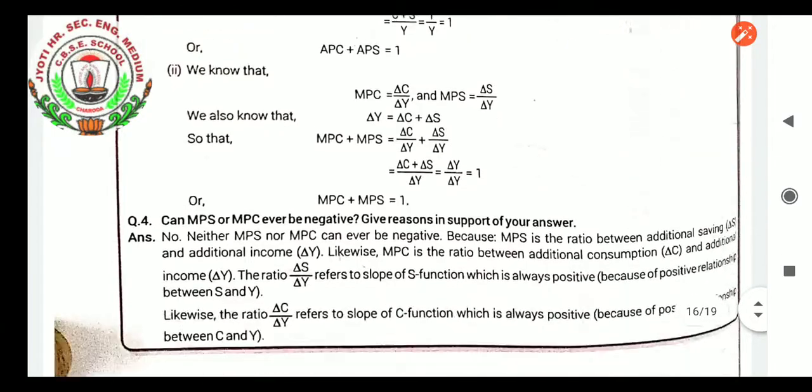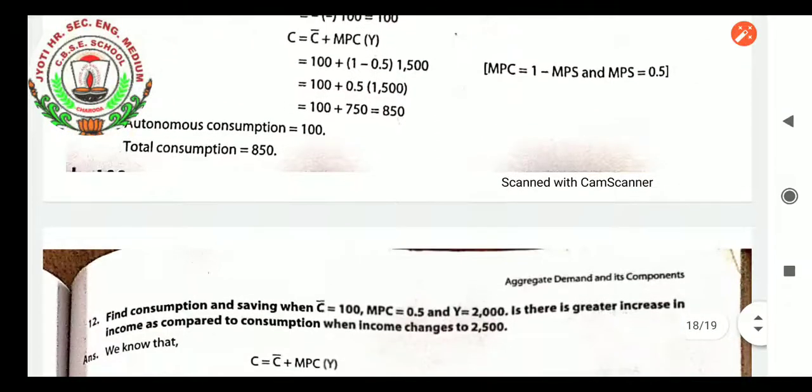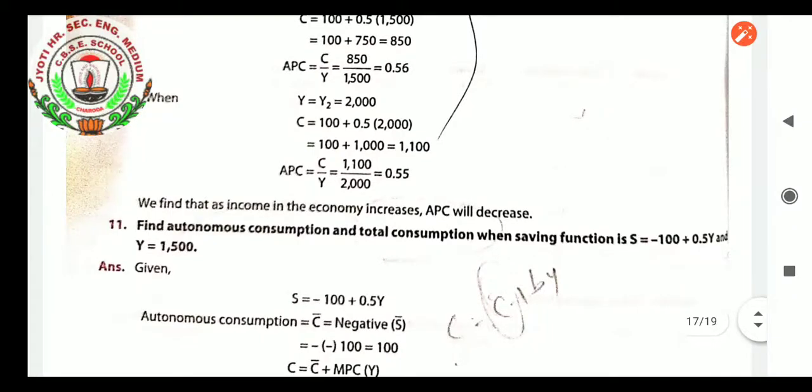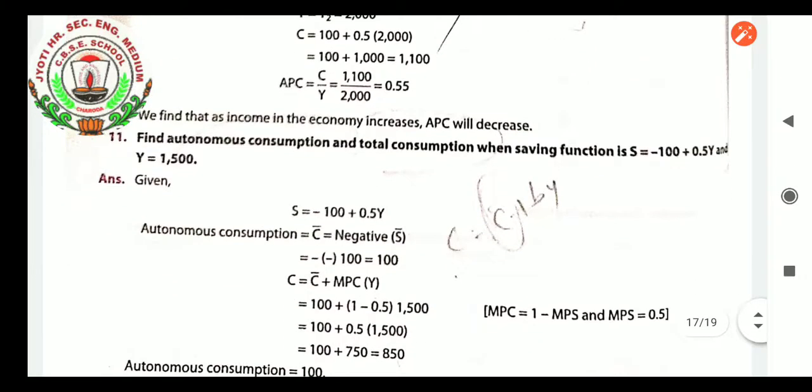Here I already explained to you how the relationship has been generated. Now we will be proceeding with one more question. Here see carefully the question. Find autonomous consumption and total consumption when the saving function is S equals to minus 100 plus 0.5 y, and y equals to 1500. First of all students, what has been explained in the question? Autonomous consumption and total consumption when the saving function is given. We have to take autonomous, meaning the consumption at zero income.